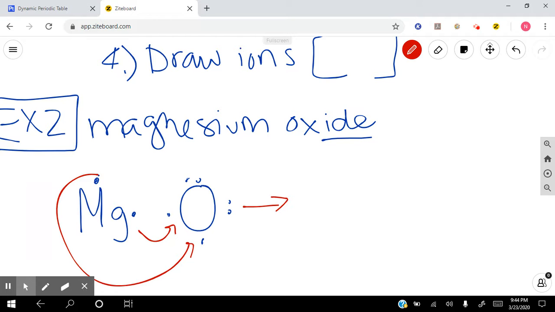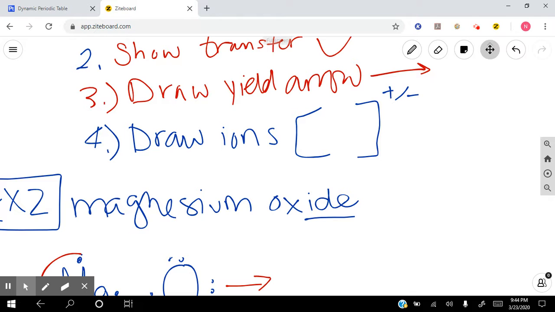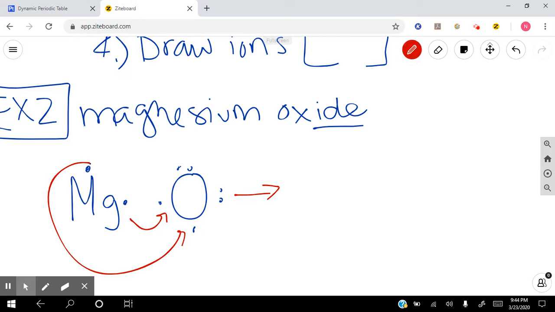All right, step 4 is to draw the ions, and remember, we're going to draw them in brackets. We're going to give them a positive or a negative charge. So go ahead, see if you can do that. You're going to have Mg, put it in brackets, and see if you can identify magnesium's correct charge. Its correct charge is 2+. So that makes this our cation.